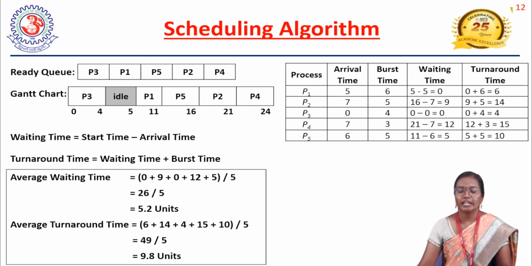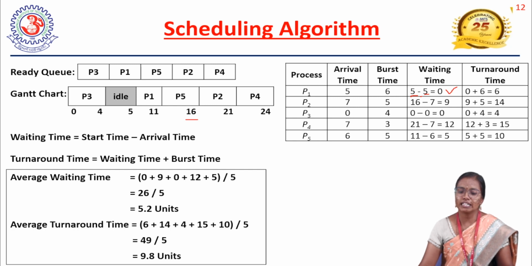So to calculate the waiting time of each and every process, now we will see process P1. P1 will start at 5 unit time. P1 arrival time is 5. So start time is 5 and arrival time is 5. 5 minus 5, we get 0. That is the waiting time of process P1. Next, for process P2, the starting time is 16. See here, 16 is there. The starting time of P2 is 16.